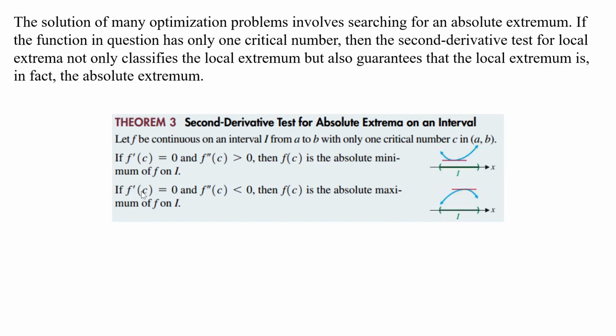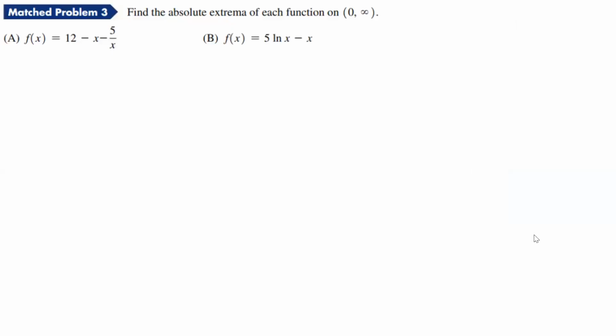And if the first derivative at C is equal to 0 and the second derivative at C is less than 0, then f of C is the absolute maximum of f on I. And so that's why if we have only one critical number, that gives us exactly what we need there as far as the values. So let's say we have the following two problems. We want to find the absolute extrema of each function on the interval. Now notice we have the interval from 0 to infinity.